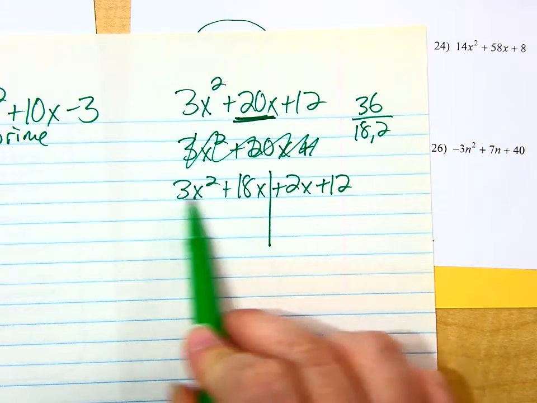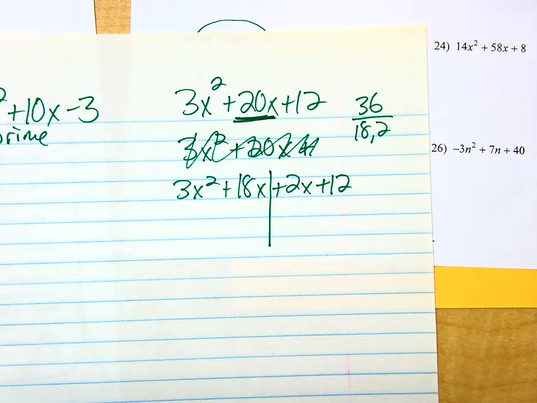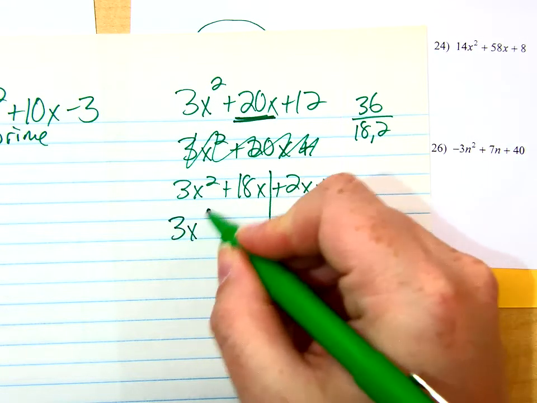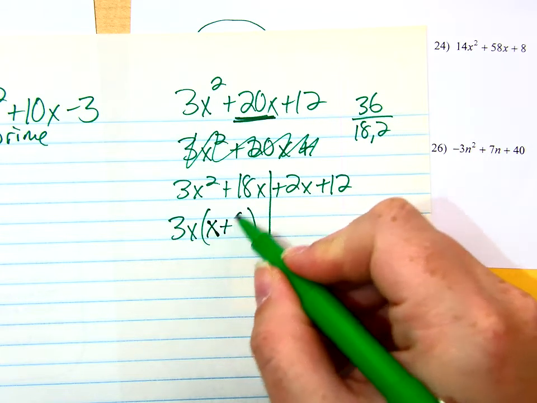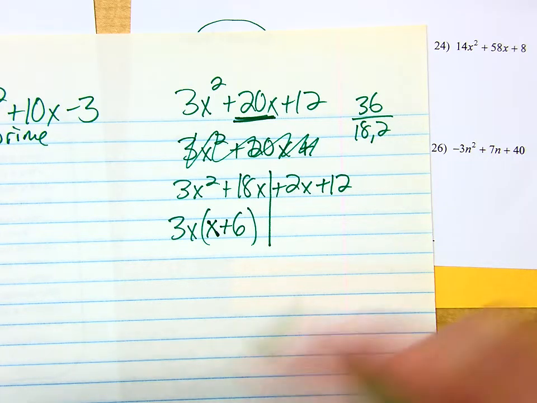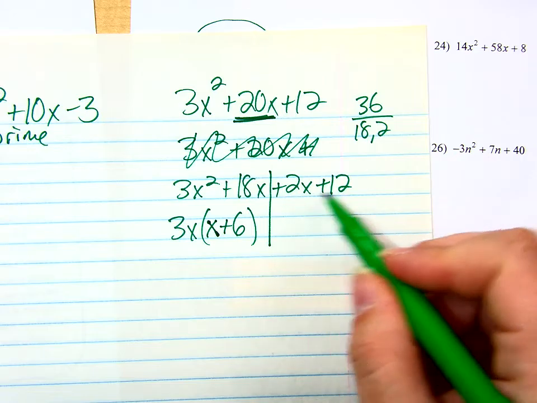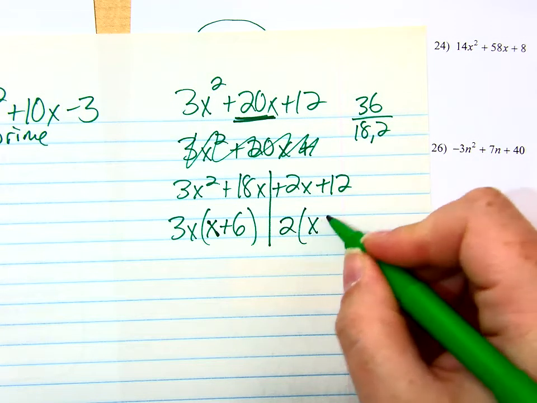On this side, I factor out the common factor over here. So for just 3x squared plus 18x, what can I take out of those two? 3x. And I'd be left with x plus 6, right? If I'm just factoring that side. And then I come over here and I do the same thing. What can I take out of 2x plus 12? 2. And I'm left with x plus 6.